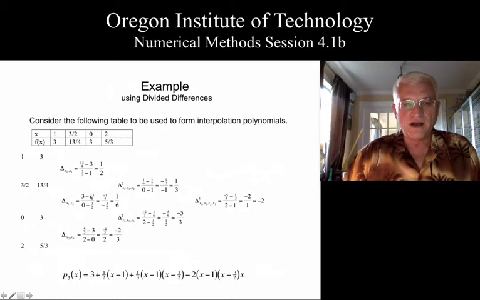Now I need my other two first order divided differences, and I do the same thing. The second one uses these two rows, and the third one uses these two rows here. And if you do the calculations in the same way, you get 1/6 and minus 2/3. Now I need to get my second order divided differences.